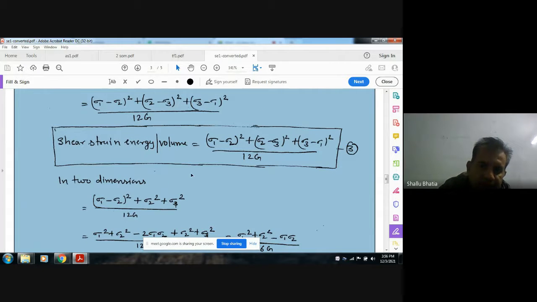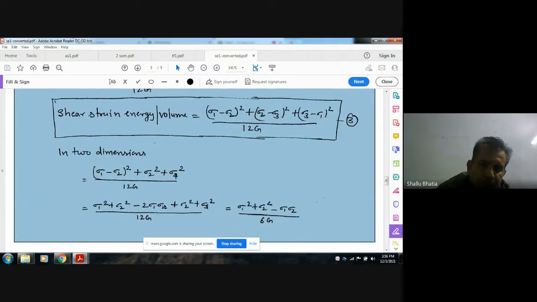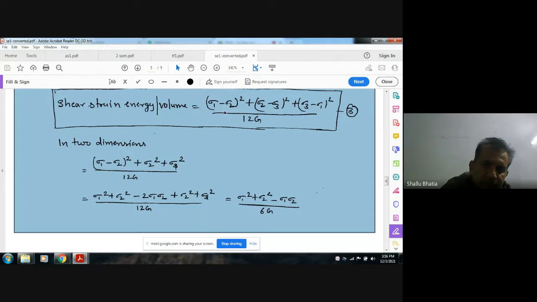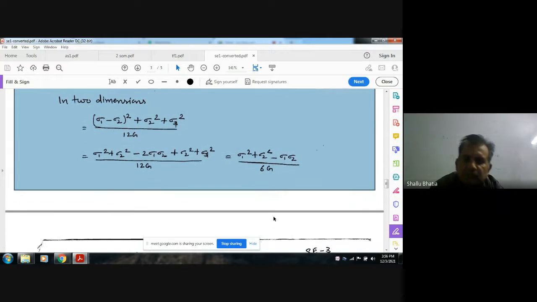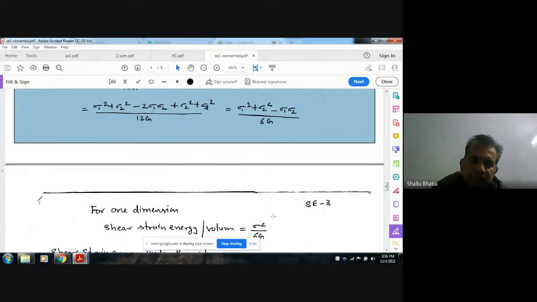So this is the shear strain energy per unit volume in 3 dimensions. If we want to calculate in 2 dimensions, put sigma 3 equal to 0. So we have sigma 1 minus sigma 2 square, plus sigma 2 square, plus sigma 1 square, divided by 12G. We add these, and we will have 2 sigma 1 square plus 2 sigma 2 square minus 2 sigma 1 sigma 2, and 2 is common, so it will be sigma 1 square plus sigma 2 square minus sigma 1 sigma 2, divided by 6G.